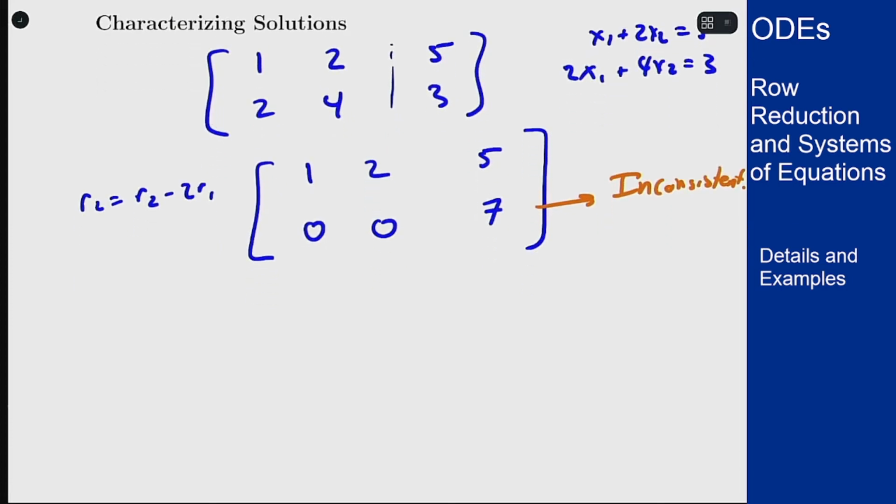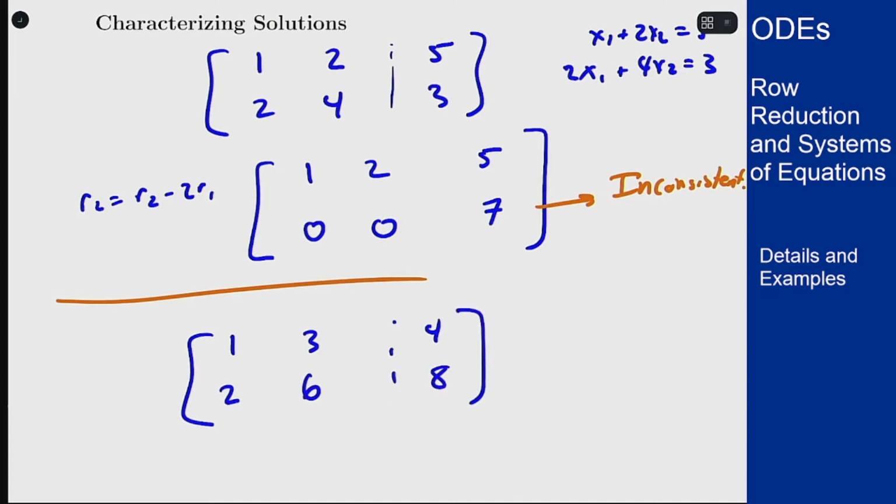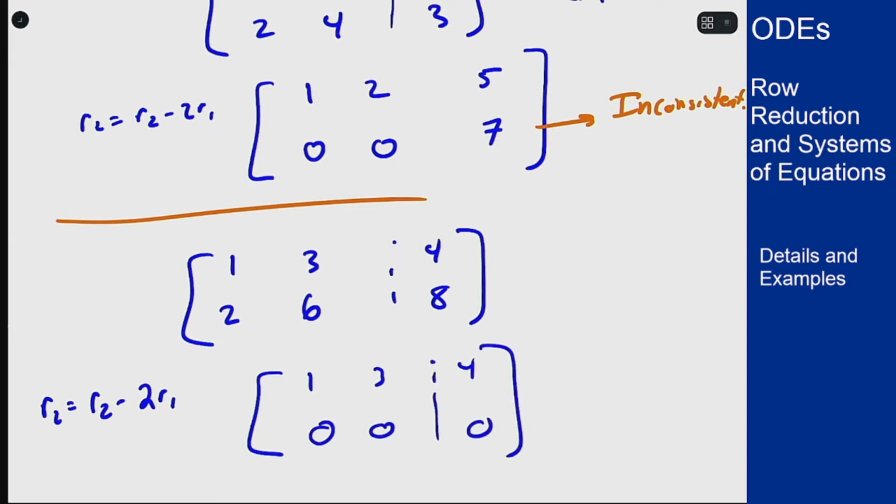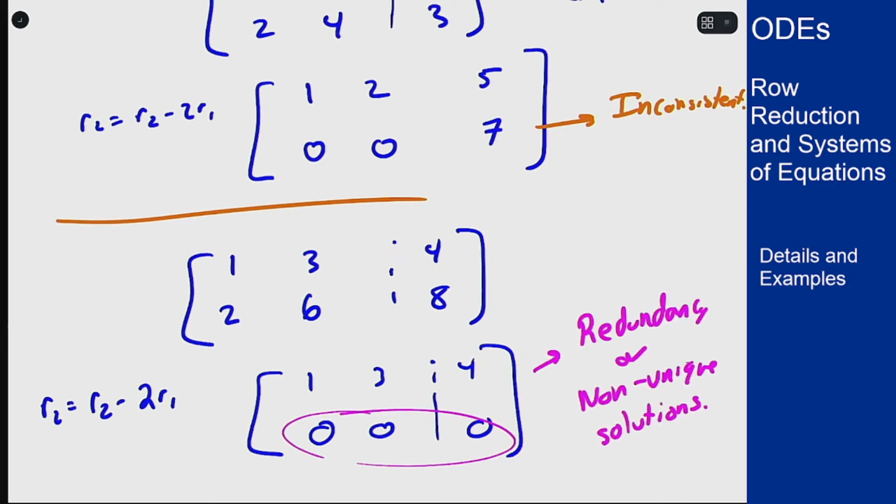The other system we had in matrix form was 1, 3, 4, 2, 6, 8 in augmented matrix form. I can again go to row echelon form by doing the same operation to get 1, 3, 4, 0, 0, 0. And in this case, this row of zeros is our 0 equals 0 equation. So that is our redundancy, or our non-unique solution. So how do we talk about these, and what's actually going on here?